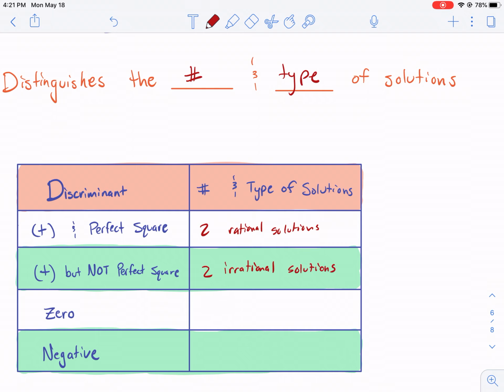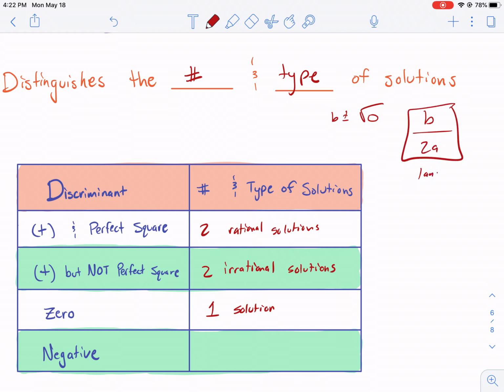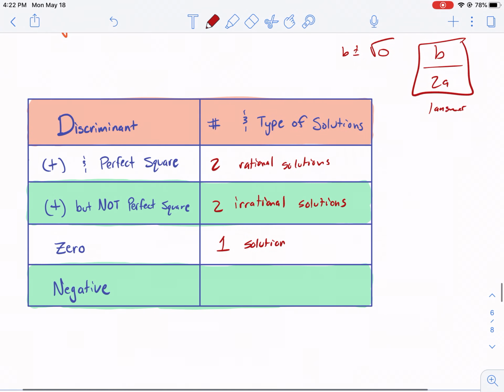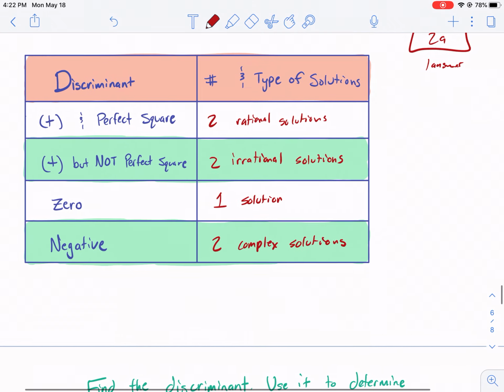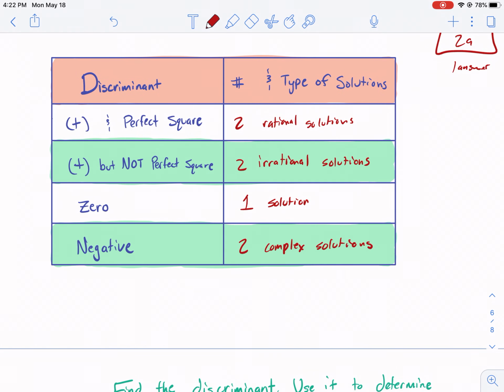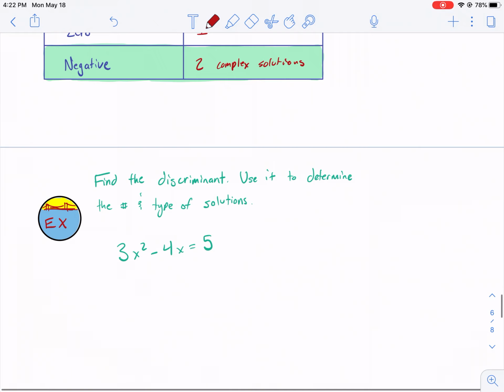What if we get a radical and it's 0? If it's 0, that means we are only going to get one solution. Why is that? Well, because we have b plus or minus the square root, if we get 0, that just means we're going to have b plus or minus 0. That means we're going to only have b in the top and then 2a in the bottom. That's one answer. One solution. And if we have a negative inside the radical, that means we're going to have two complex solutions. Okay, so this little chart is kind of a handy way of remembering what types of solutions we're going to have in certain scenarios.